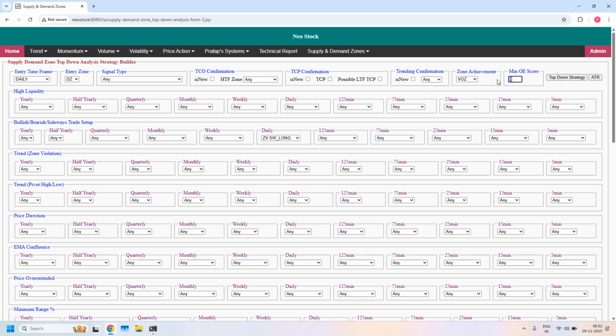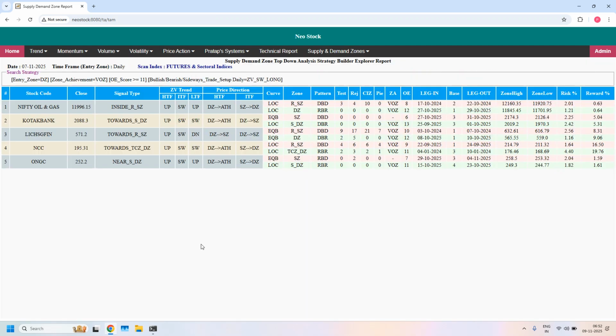Minimum odd enhancer score should be 11 for sideways, and daily I am allowing PR search zone, so I am not enabling the third filter. So with these filters we got 5 stocks. PR search zone, so you can use it for PR search zone strategy and daily demand zones, because entry time frame zones are daily demand zones.